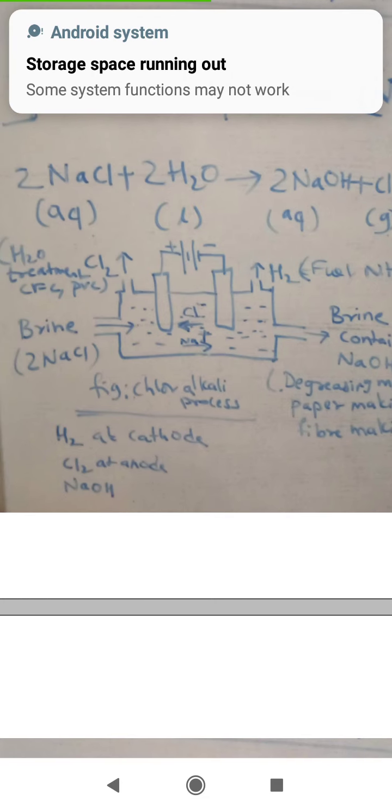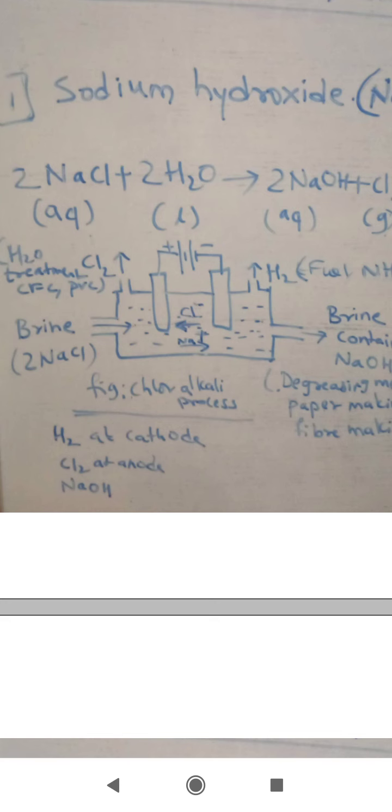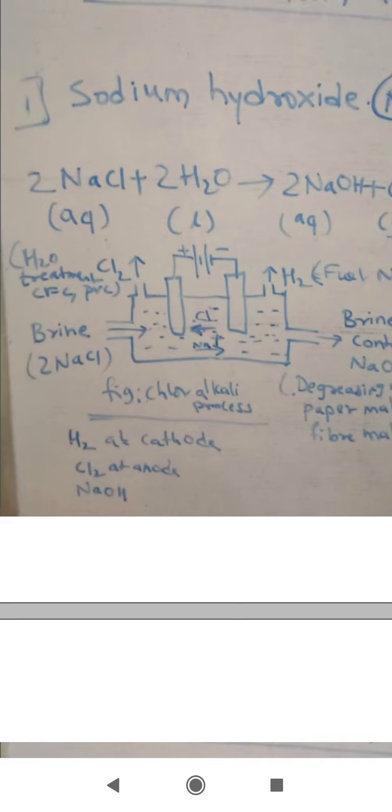So here, when the current is passed by applying the battery, the NaCl will decompose and it will become Na and Cl. The sodium metal will be deposited on the cathode and chlorine will move towards the anode, on the left side. From there, the excess chlorine will go outside in the form of gas.